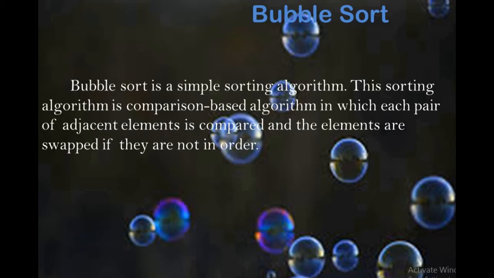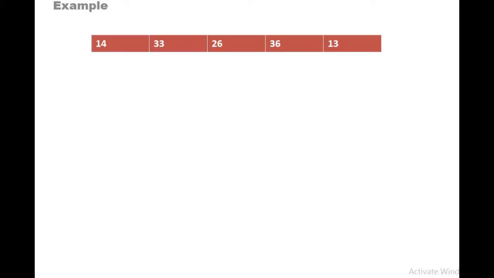Now we move to the problem part. These are the values in the element list. Now we will arrange these values in sorted order. Let us start with the first iteration.